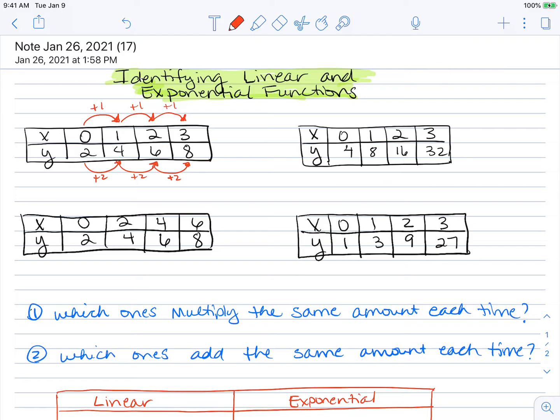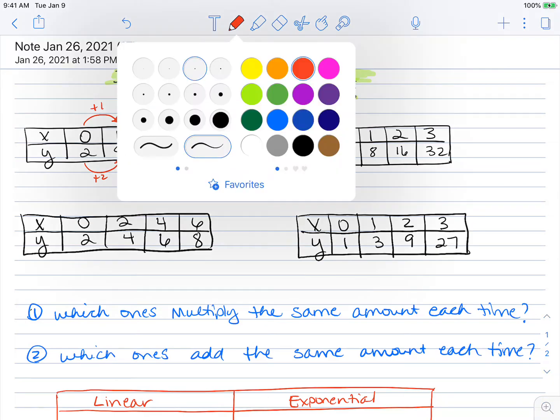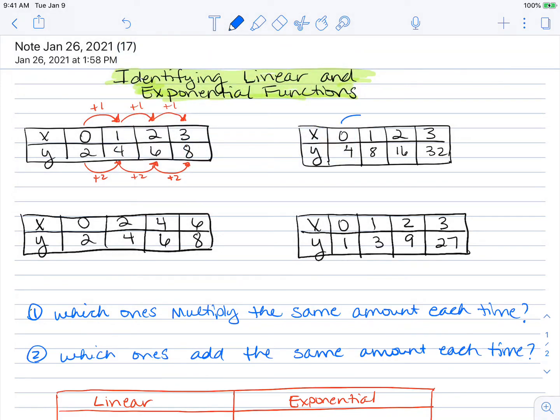I'm going to look at the one on the right and see how that changes. So I'm going to do it this color and say, how does it change here to here? How does it change here to here? And then how does it change here to here? All right. So when I'm looking at this from 0 to 1, 1 to 2, 2 to 3, well, it looks like, again, it's adding 1 every time. So it's adding 1 to get to the next value.